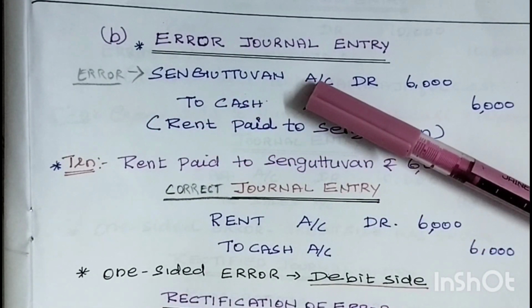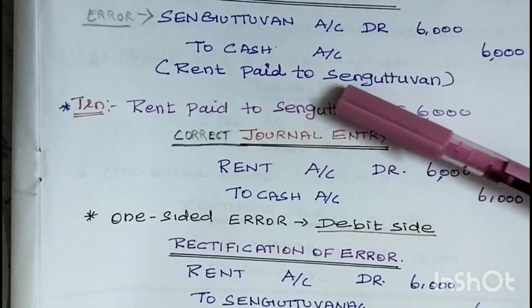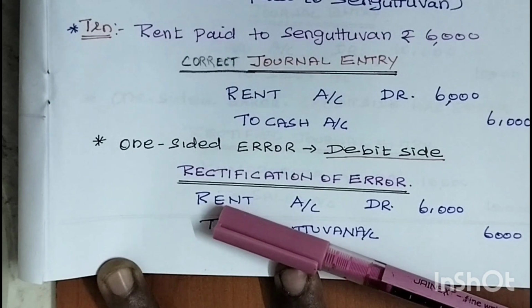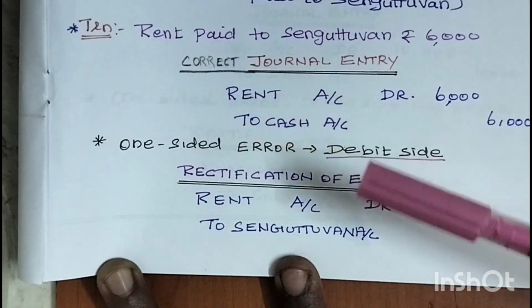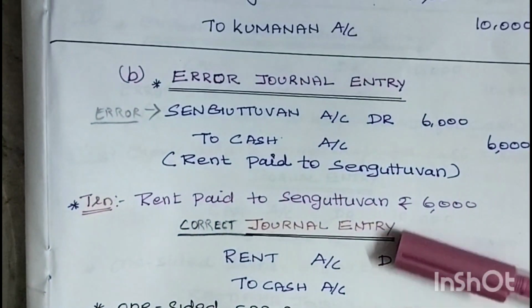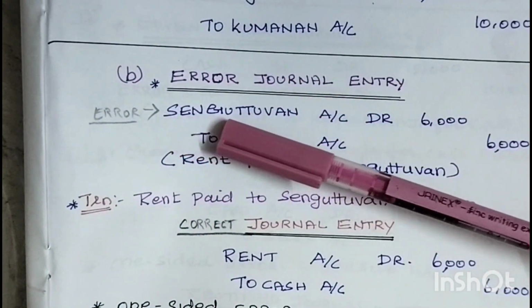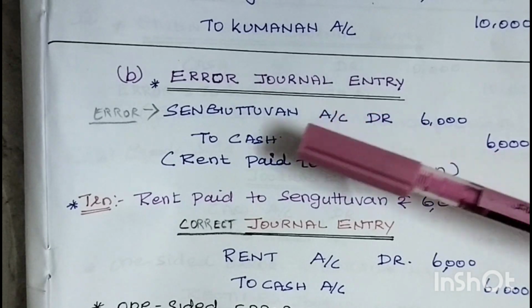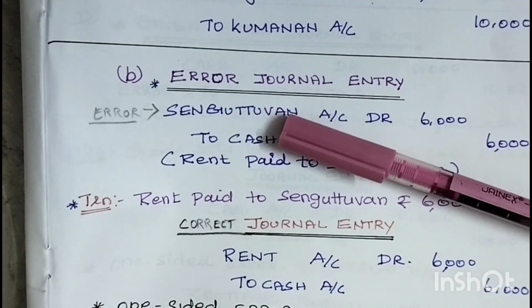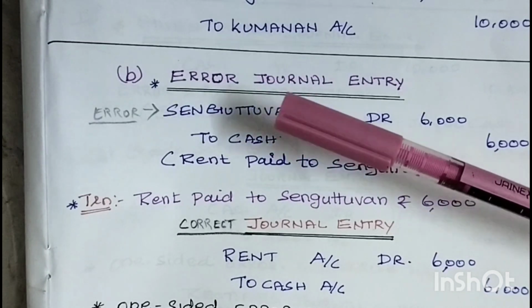How do we rectify it? Rent paid to Sengutuvan means we enter rent account debtor on the debit side. Listen, which is the error? Sengutuvan account debtor. On the debtor side, Sengutuvan is the error. How do we rectify it? We have to credit the Sengutuvan account.